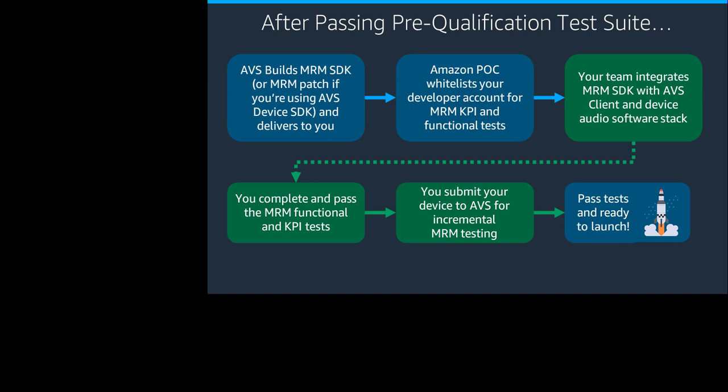So you go ahead and do the integration. You're able to take some of the code that you created for the pre-qualification test suite and drop it into your integration to implement the playback handler, and you run through these KPI tests, and hopefully within 1 or 2 sprints, you're ready to go. That gives you the confidence that you've tested the device and see it passing, so that when it shows up in our facility for incremental testing, that is, we do MRM as an incremental test on top of your regular Alexa certification testing, you'll be all set, passed, and ready to launch.